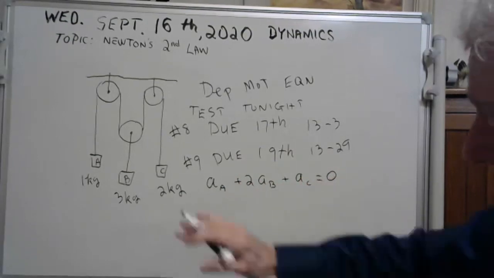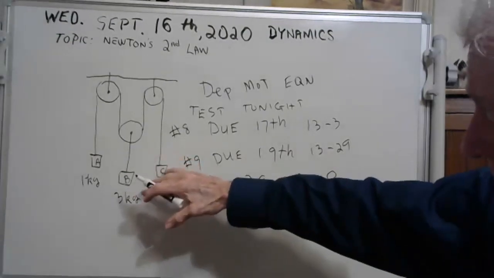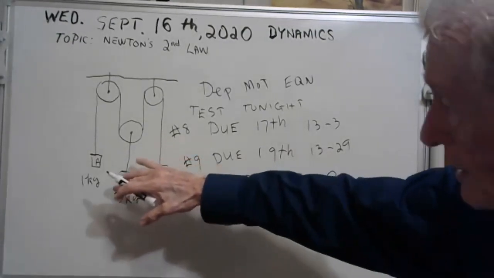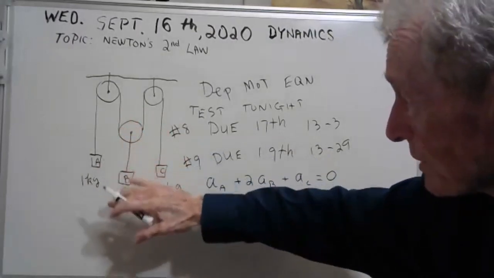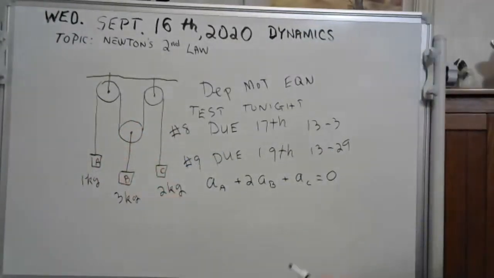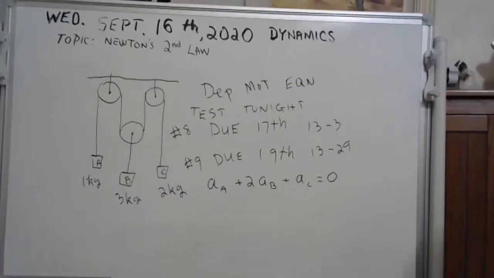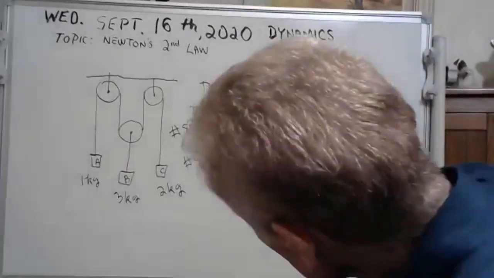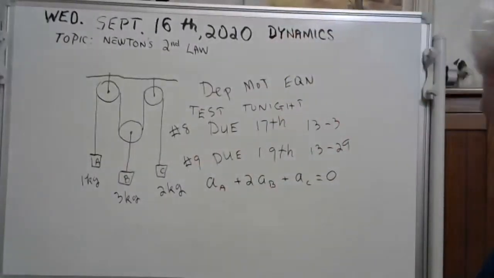That's it. See, there's one rope attached to C. There's one tension pulling on it, but there's 2 tensions pulling on B and 1 tension on A. So there's your dependent motion equation. And then the next step is to write the Newton's second law.